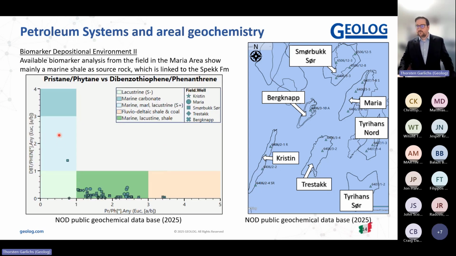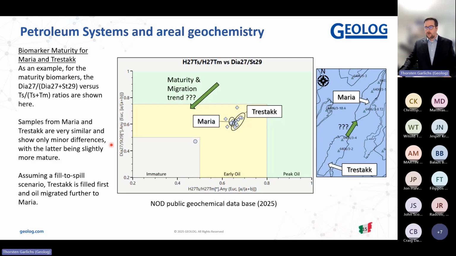Regarding the depositional environment, it is also supported, with mainly Maria and Bergknapp samples available from the database, that we are in a marine environment, and this is mainly linked to the Spekk Formation source rock. Now more linked towards the field and area, here the biomarker maturity for Maria and Trestak. As an example, this uses the diasteranes versus normal steranes in the TSTM ratio.